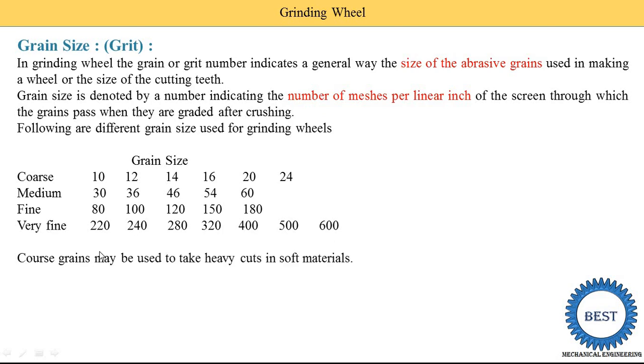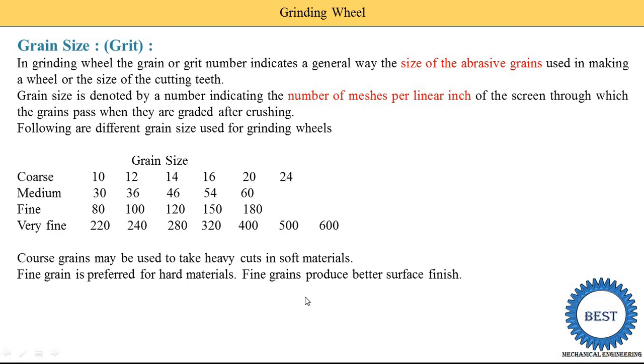Coarse grains may be used to take heavy cuts in soft materials. Means this coarse type of grain size is used for heavy cuts in a soft material. Soft material means aluminium, copper, brass and bronze. Fine grains are preferred for hard materials, and fine grains produce a better surface finish. Means more number of grains are there, so it is generally used for harder materials.